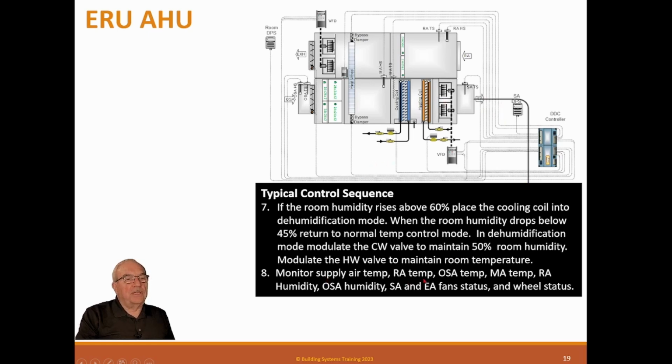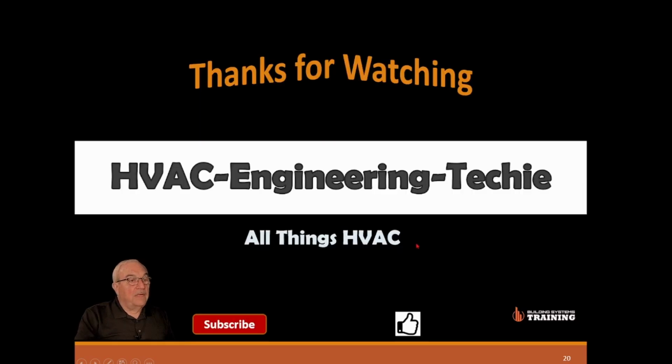Monitor the supply air temp, return air temp, outside air temp, mixed air temp, return humidity, outside air humidity, supply and exhaust fans status, and wheel status. So we got a lot of points on these systems. And that's it. You made it to the end of VAV and outside air units.